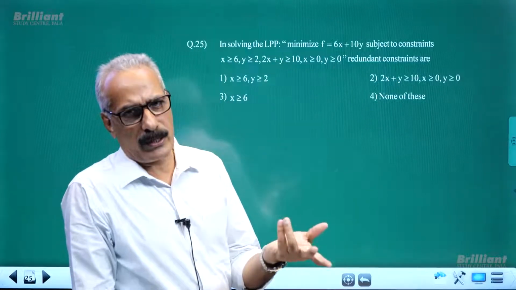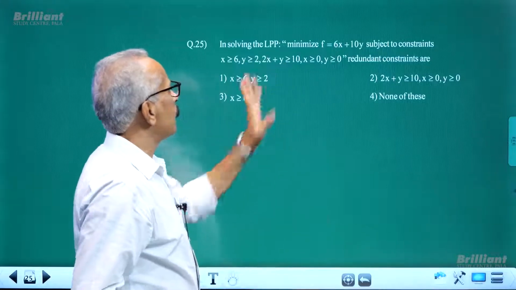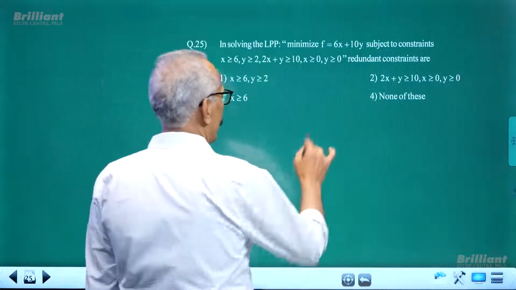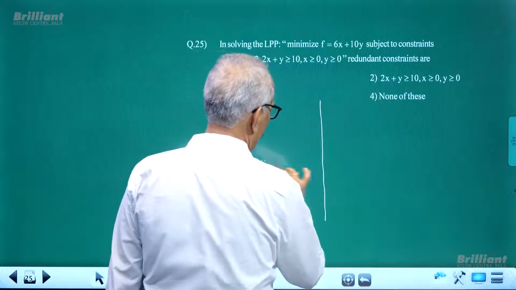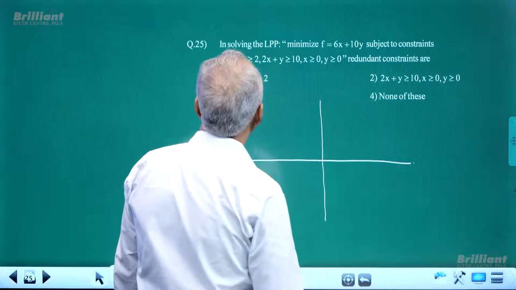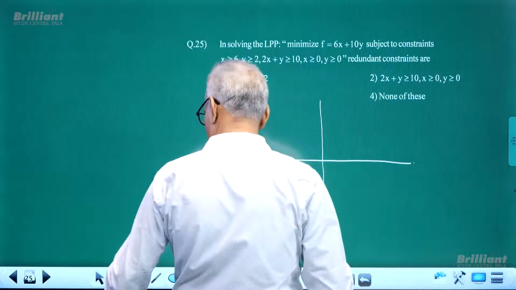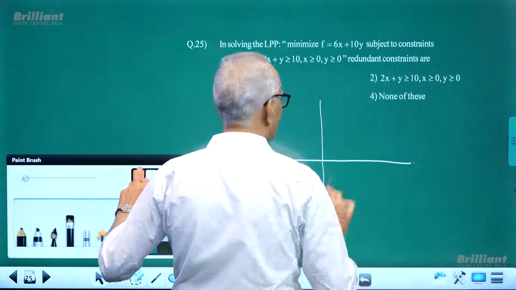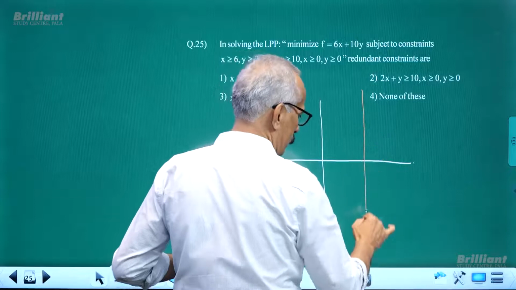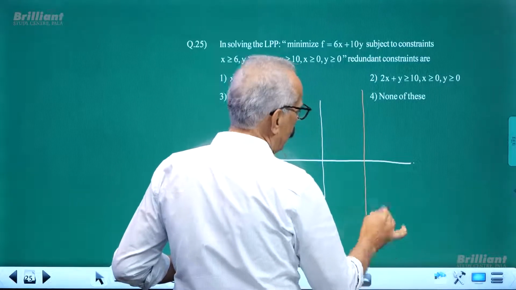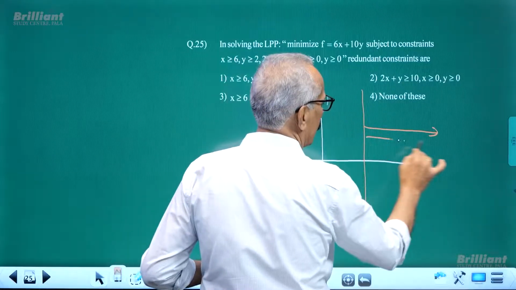ആവശ്യമില്ലാത്ത, അൺനെസസറി ആരാണെന്ന് ചോദിക്കുന്നത്, അത് നമ്മൾ കണ്ടുപിടിച്ചേ പറ്റൂ. അപ്പോൾ എന്താണ് പറഞ്ഞിരിക്കുന്നത്? വി ഡ്രോ ദ ഗ്രാഫ്. ആരെയൊക്കെയാണ് കണ്ടുപിടിക്കുന്നത്? x ഗ്രേറ്റർ ദാൻ ഓർ ഈക്വൽ ടു 6. ഓരോ കളർ നമുക്ക് എടുക്കാം. ഇതാണ് x ഇസ് ഈക്വൽ ടു 6. അപ്പോൾ ഈ റീജിയൻ ആണ് x ഗ്രേറ്റർ ദാൻ ഓർ ഈക്വൽ ടു 6.